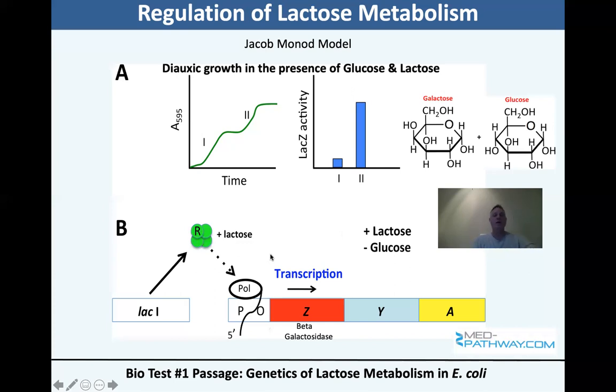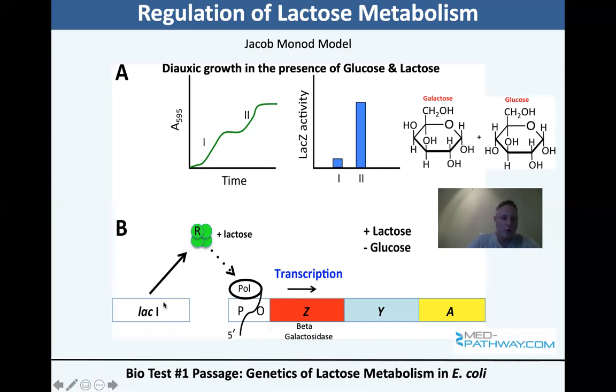But if the polymerase bound, the repressor couldn't bind. So their binding at the promoter and operator region at the 5' end of the operon is mutually exclusive. So in the presence of lactose with no glucose, Z, Y, and A can actually be transcribed. I'm not going to mention what happens in the presence of glucose and galactose with respect to what's known as catabolite repression, but that's something you should probably be aware of.